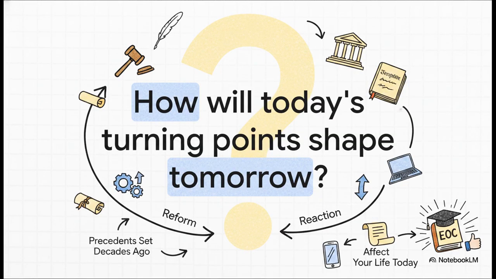So, what does this all mean? How will today's turning points shape the history you live through tomorrow? History isn't just a boring list of dead people and old dates. It's an ongoing, active cycle of reform, reaction, and legal evolution that you are living through right now. The precedents set decades ago affect your life today, and the choices made today will absolutely shape tomorrow.